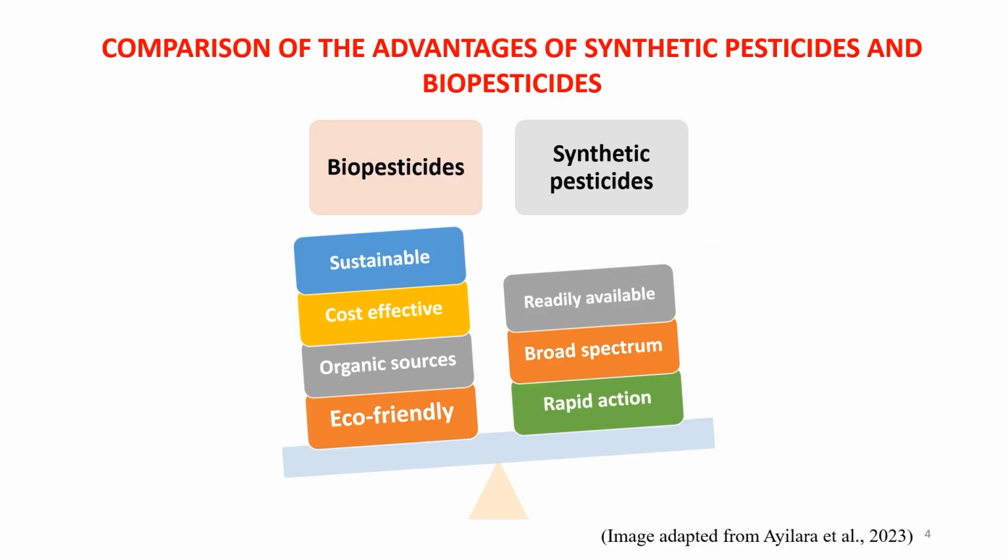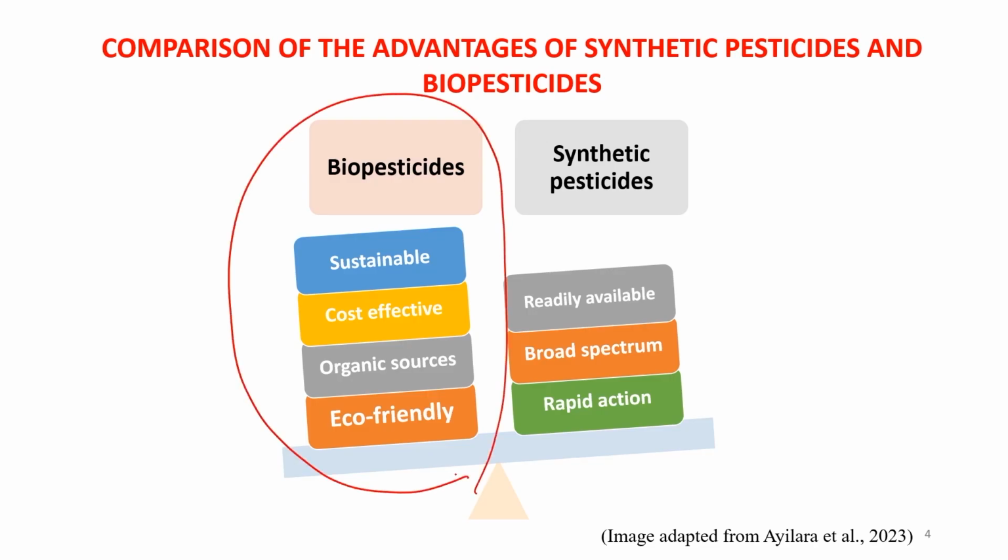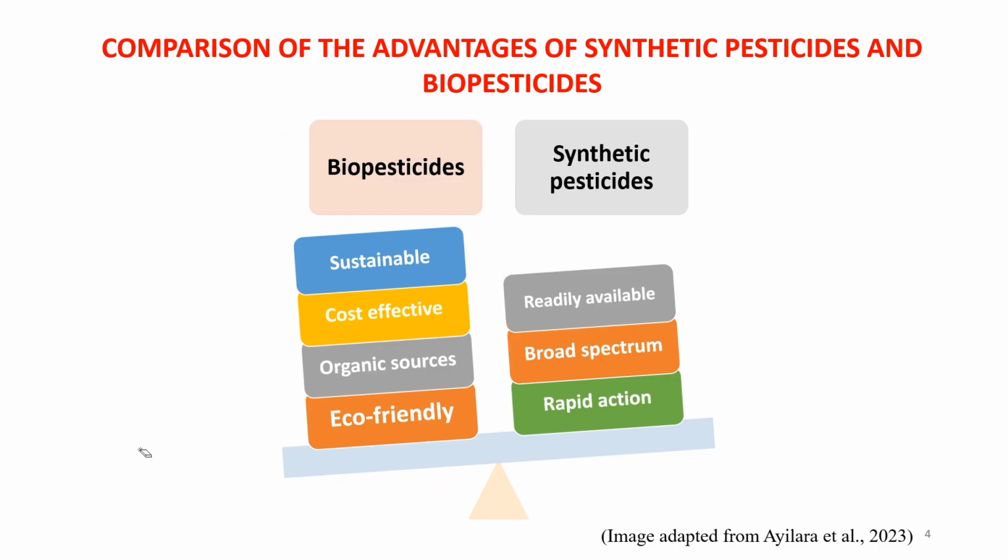So, if we compare the advantage of synthetic pesticides and biopesticides, we see that biopesticides have more advantage because they are sustainable, cost effective. We can have them from renewable sources and they are eco-friendly. But synthetic pesticides are readily available. They are broad spectrum and very rapid in their action. But from the point of view of environmental health and human health, the advantage of biopesticides outweighs those of the synthetic pesticides.